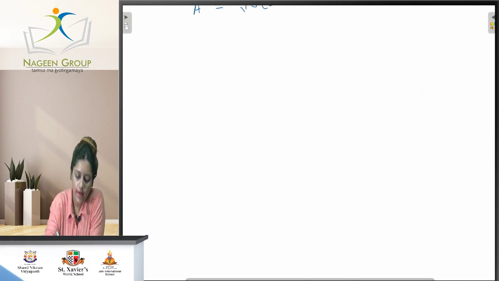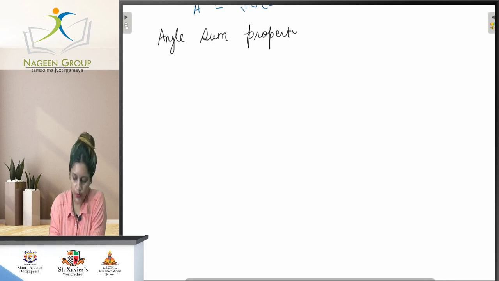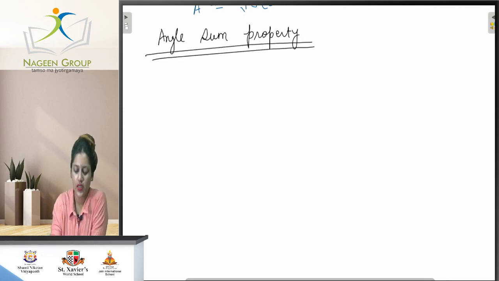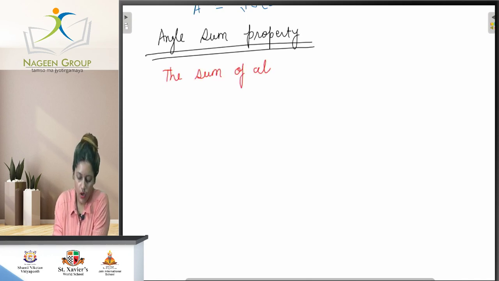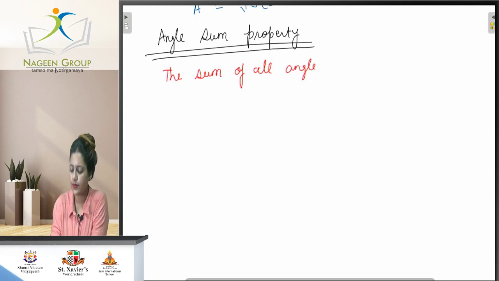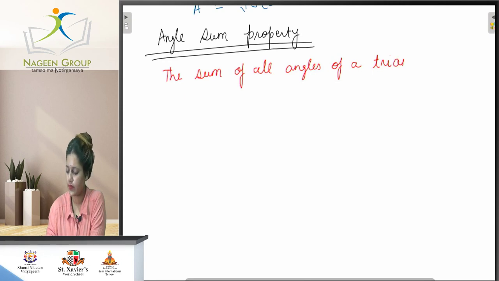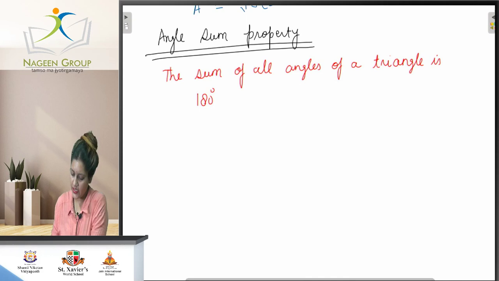So, the angle sum property: the sum of all angles of a triangle is 180 degrees. So let us prove this theorem.